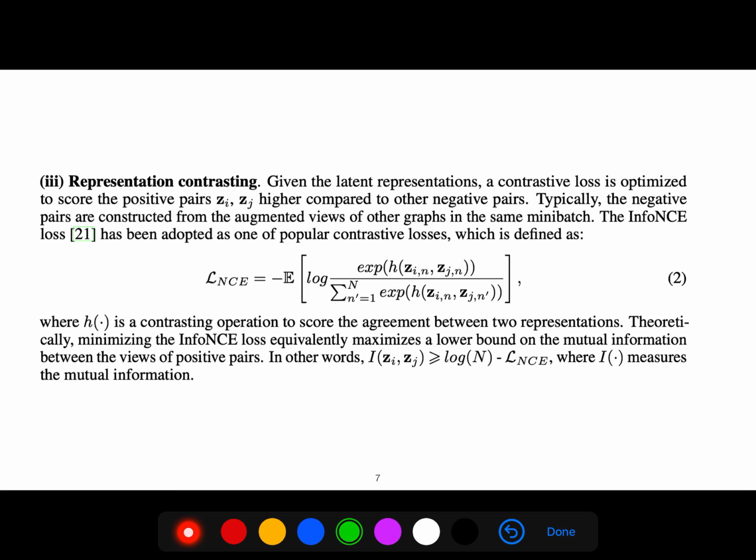So given the latent representation, a contrastive loss is optimized to score positive pairs higher compared to other negative pairs. I have a playlist for contrastive learning, so I explained that InfoNCE is just one of the ways that we can do contrastive learning. And theoretically, minimizing InfoNCE equivalently maximizes the lower bound of mutual information between views of positive pairs. So the lower bound, we have this for mutual information.